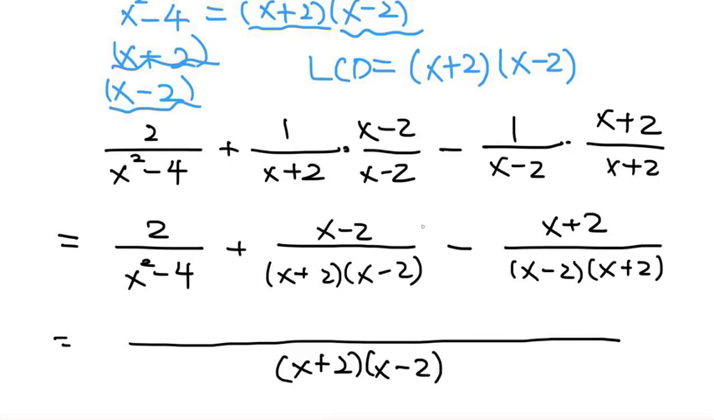And let's add and subtract the numerators. We have 2 plus x minus 2 minus x plus 2. Remember here, again, when you add or subtract, in particular, if you want to subtract more than one term, here are 2 terms, you have to surround them with parentheses.